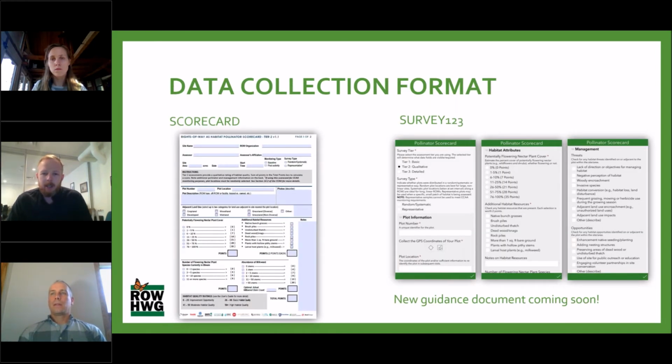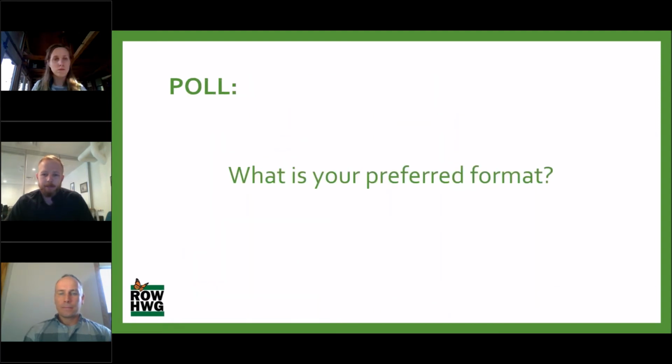And the next thing we need to decide is, are we going to use the scorecard or Survey123? With Survey123, the data gets uploaded automatically to the Geospatial database. So that's a great feature there. The scorecard, if you prefer taking notes in the field, you can use the scorecard. It's also a fillable PDF if you like to use it that way. So let's pause quickly and ask, what is your preferred format? Which format would you typically use, either the scorecard or Survey123?